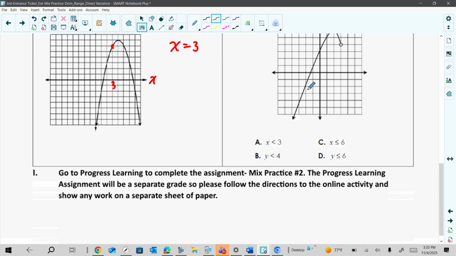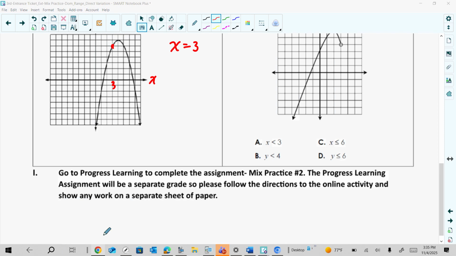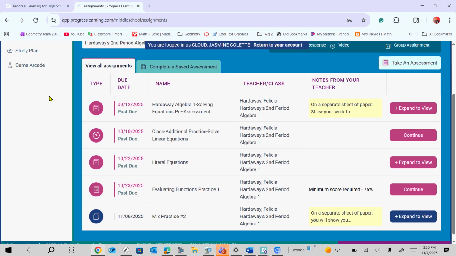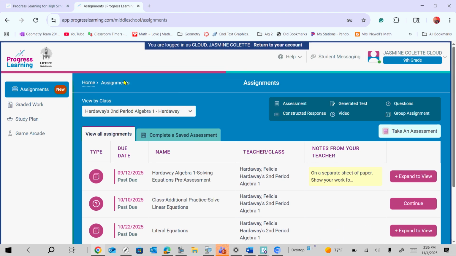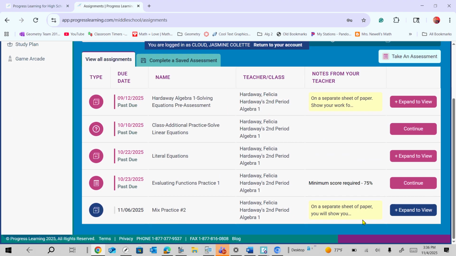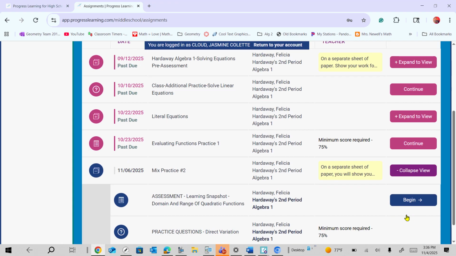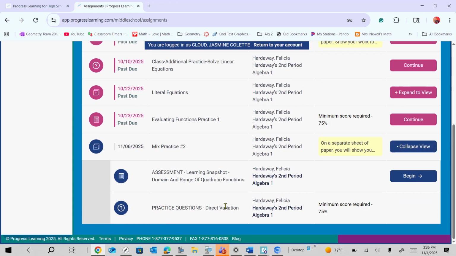And then after this, you're going to definitely start on this because you're not going to have full class time to do this, but this will be a separate grade. You will need to go to, let me go in here, here's a mock student. You will need to go into Progress Learning and you want to go to assignments, which is what's showing. And then we're going to go right here to the expanded view. So there's two assessments in practice here. We have domain and range, and then direct variation.